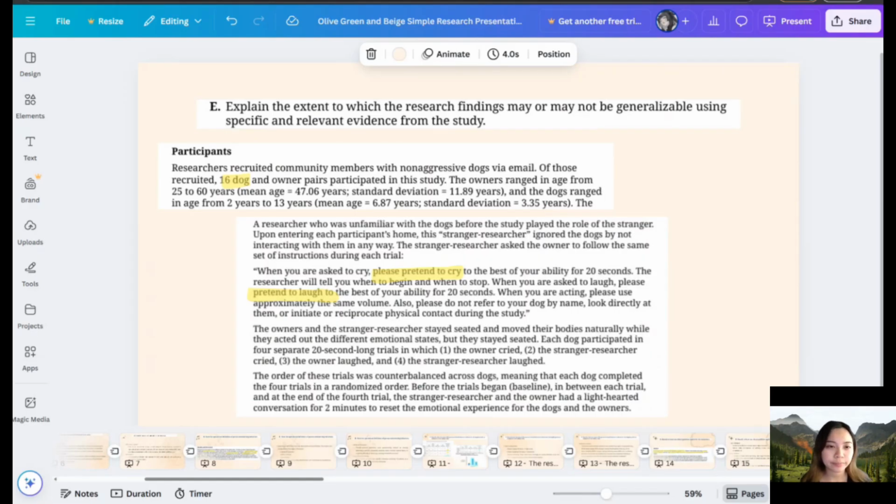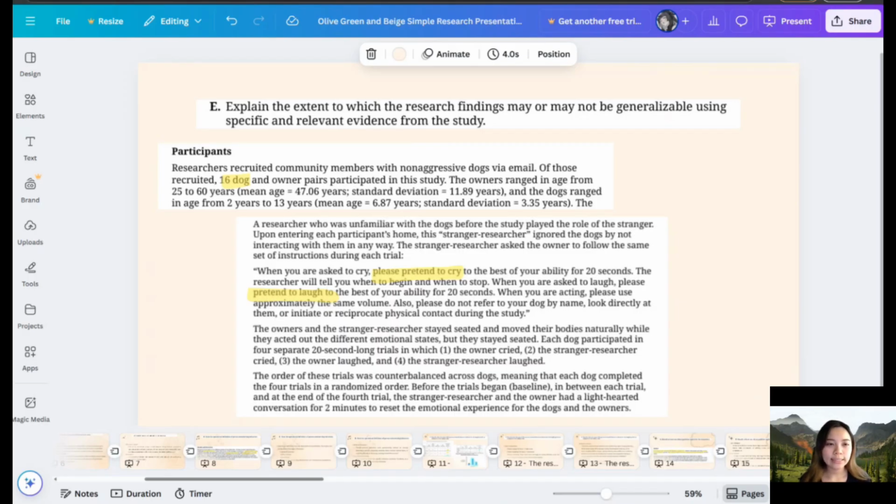Now, question E. Explain the extent to which the research findings may or may not be generalizable using specific and relevant evidence from the study. So what is this question about? This question is basically asking whether this study can cover all of the population they're studying.